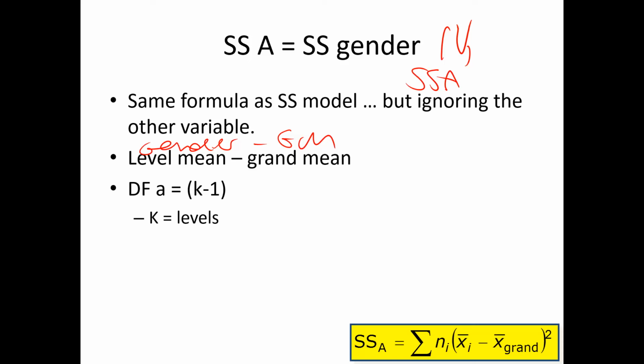Okay. And the degrees of freedom for that is the number of things we're using, so K, which is the number of levels, minus 1 for the grand mean. Okay. And so that's just how this formula is working here. Level mean minus GM. Okay. And so that's actually the same thing as a regular one-way ANOVA, but that ignores the other variable. So let's add that variable in.